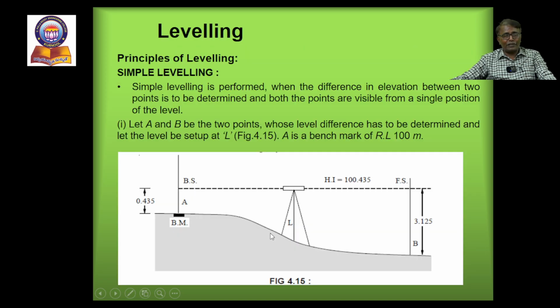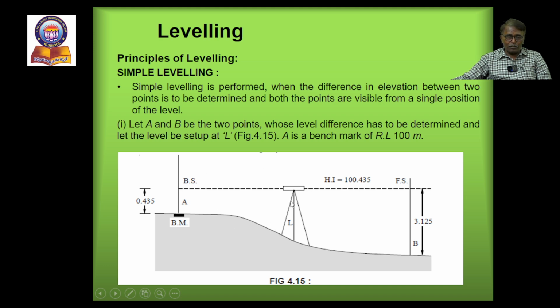The instrument station is set up. Now you can perform the leveling operation. Now we'll see what the principles or methods of leveling are. First one is simple leveling. Simple leveling is performed when the difference of elevation between two points is to be determined, and both the points are visible from a single position of the level. Here a figure is given. You can observe the figure.